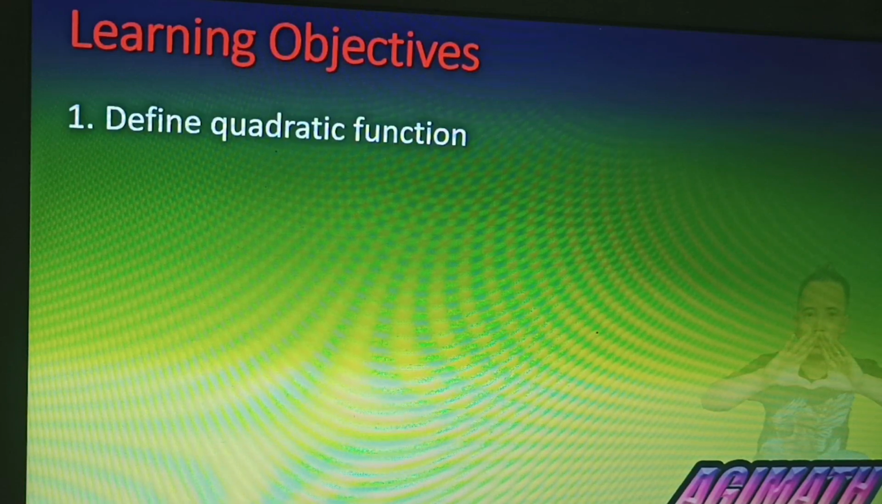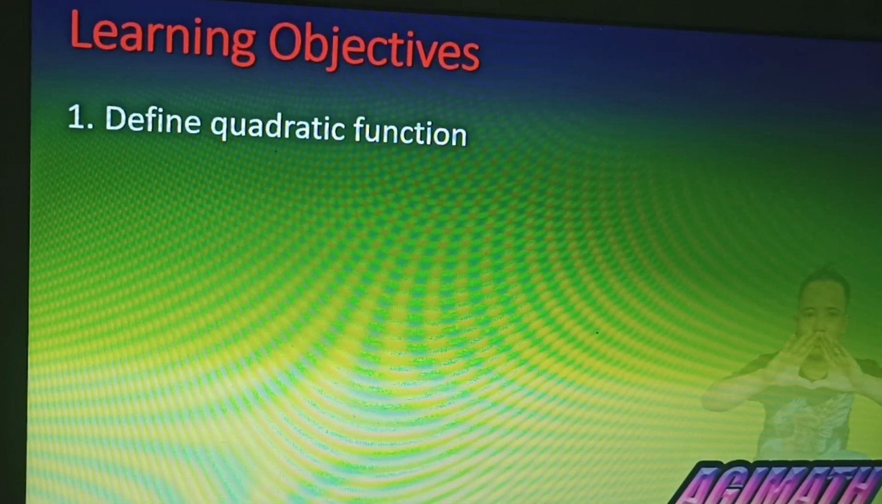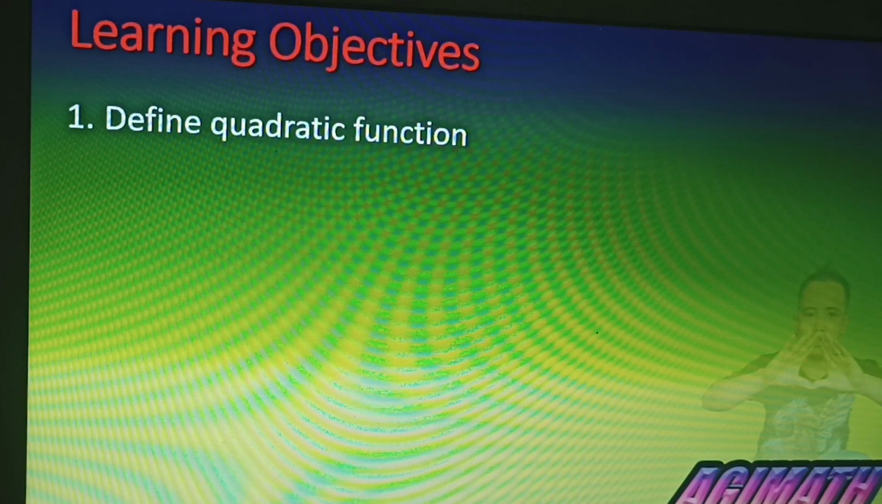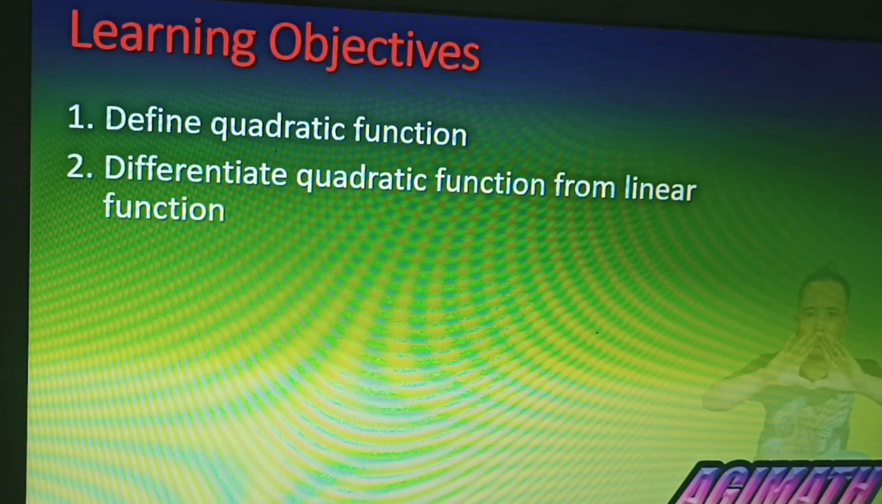First, we are going to define what a quadratic function is. It's easier for you now because we are already done with quadratic equations. The only thing we are going to discuss is the difference between an equation and a function. Second, we are going to differentiate a quadratic function from a linear function. So we are going to compare the function that we are going to learn in this video with a function that you already learned a year ago.